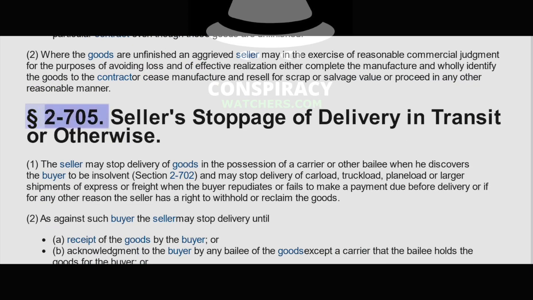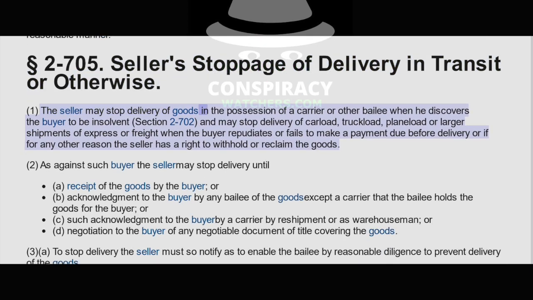Section 2-705. Seller's stoppage of delivery in transit or otherwise. The seller may stop delivery of goods in the possession of a carrier or other bailee when he discovers the buyer to be insolvent, and may stop delivery of carload, truckload, planeload or larger shipments of express or freight when the buyer repudiates or fails to make a payment due before delivery, or if for any other reason the seller has a right to withhold or reclaim the goods.